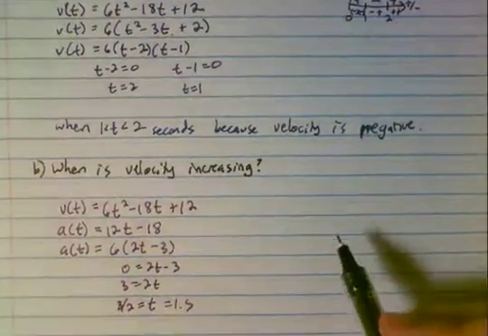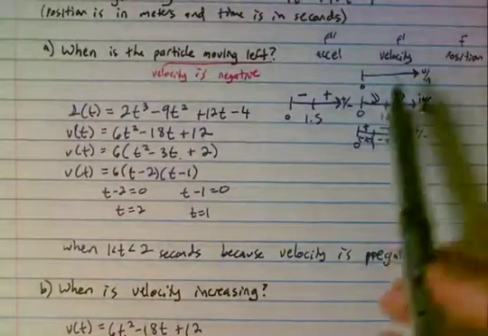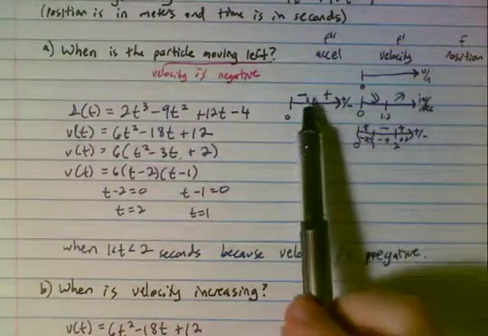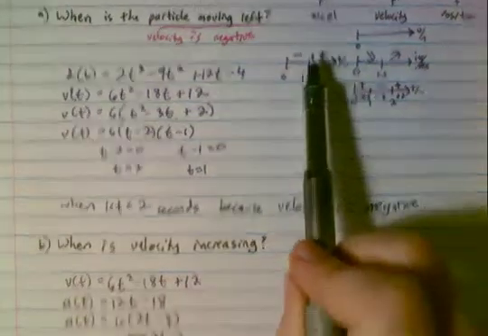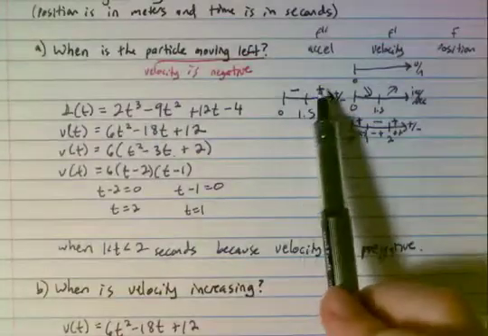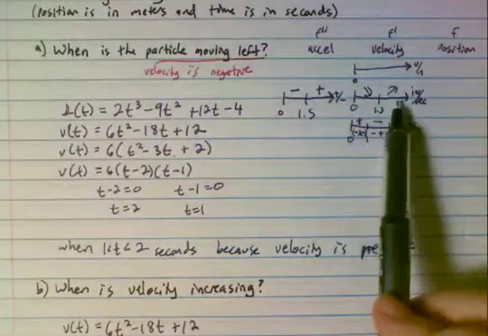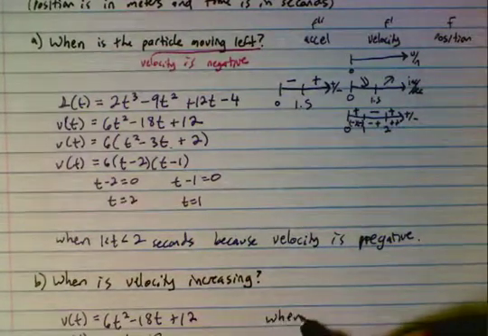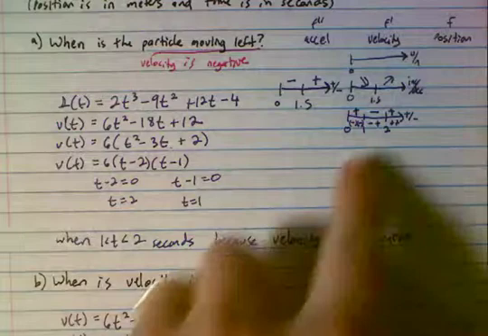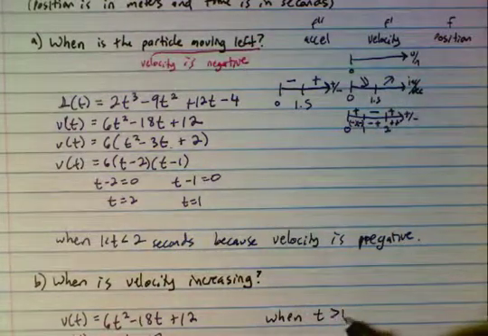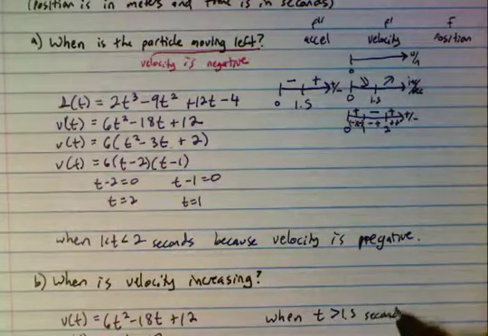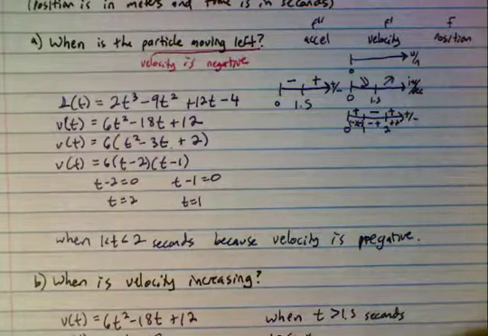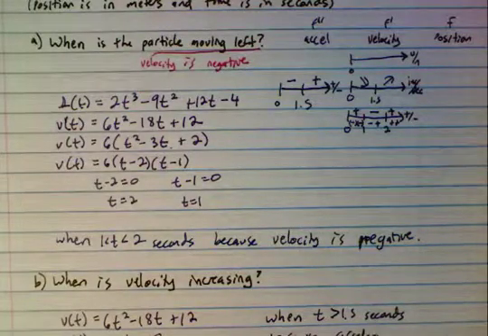When is velocity increasing? I should show you where that is. So here we used acceleration down here to fill in our positives and negatives, fill in our increasing, decreasing for velocity. And our answer, since we were looking for increasing, is when t is greater than 1.5 seconds, because acceleration is positive.